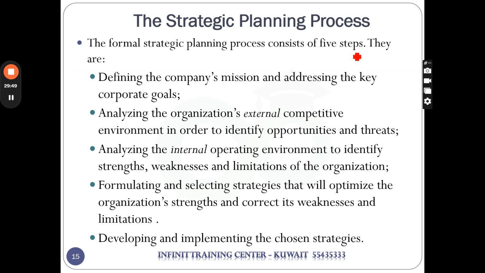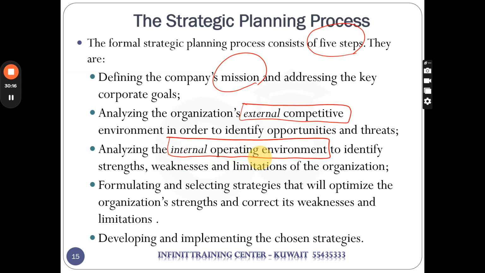The formal strategic planning process consists of 5 steps. The first is define the company's mission. Then analyze the external environment of the organization. Then also analyze the internal environment. What is happening inside the company, and external is what is happening outside the company, or what is the environment in which the company is operating externally and internally.